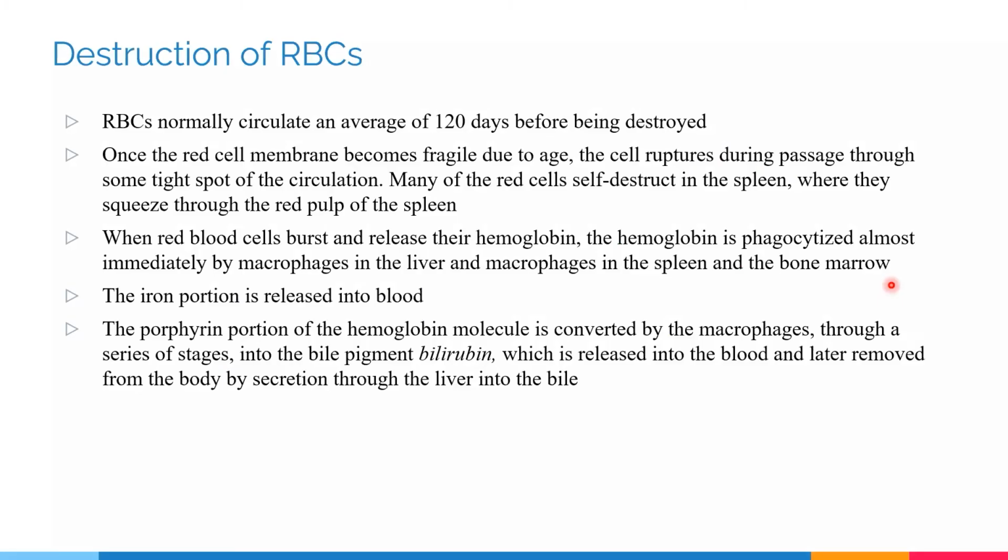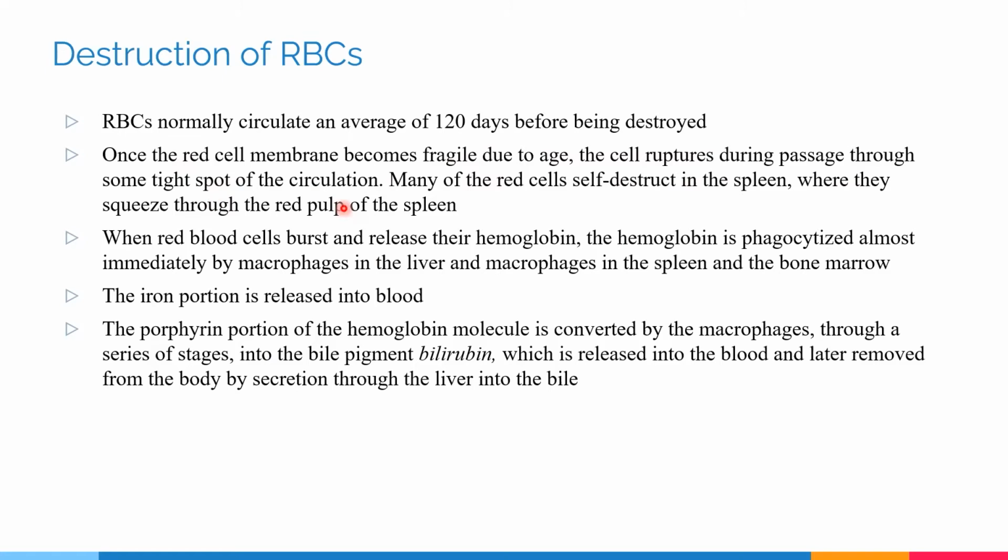Next, we move on to destruction and lifespan of RBCs. RBCs that circulate the blood normally circulate for an average of 120 days before being destroyed. The older RBCs, after circulating a lot in the blood, have become fragile due to age, and the RBC can actually rupture during passage through a tight spot in circulation.